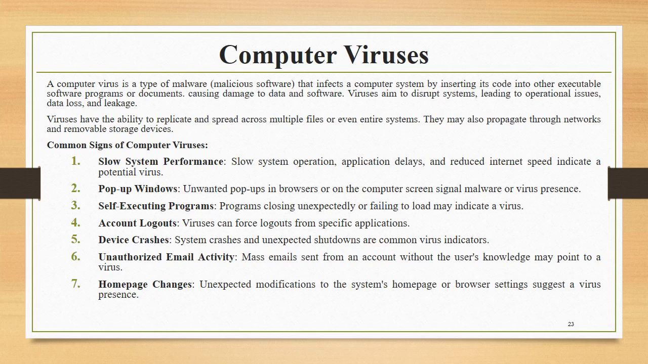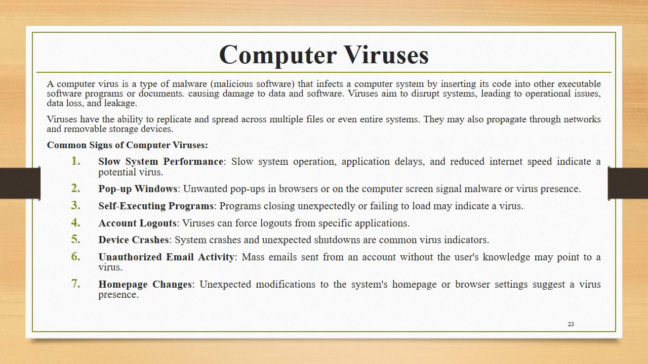Computer viruses. A computer virus is a type of malware, malicious software, that infects a computer system by inserting its code into other executable software programs or documents, causing damage to data and software. Viruses aim to disrupt systems, leading to operational issues, data loss, and leakage. Viruses have the ability to replicate and spread across multiple files or even entire systems. They may also propagate through networks and removable storage devices.